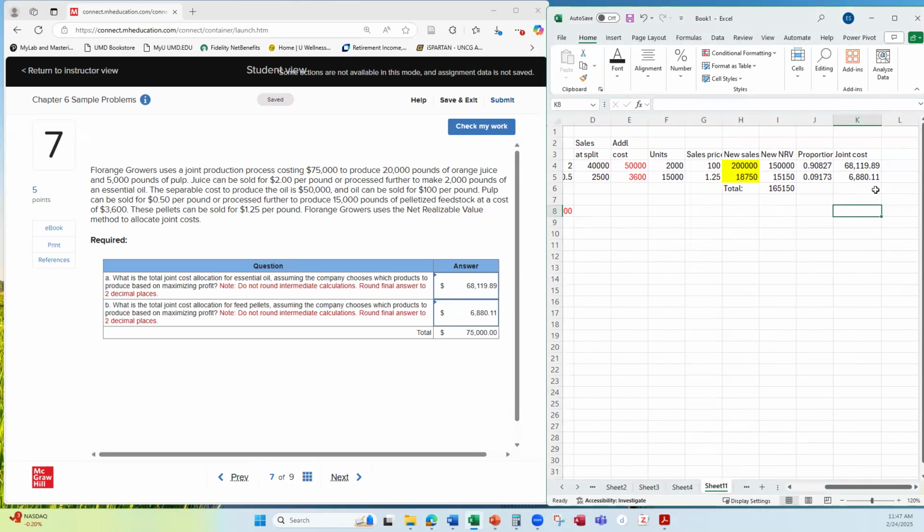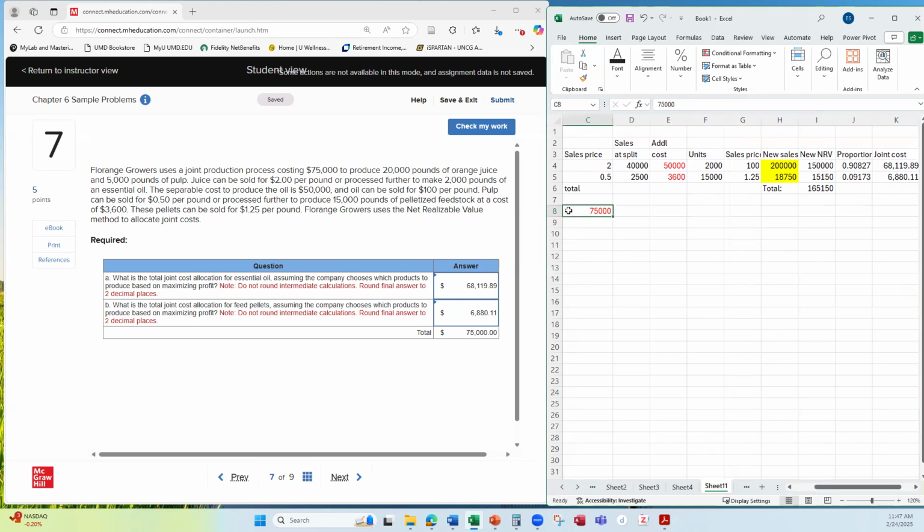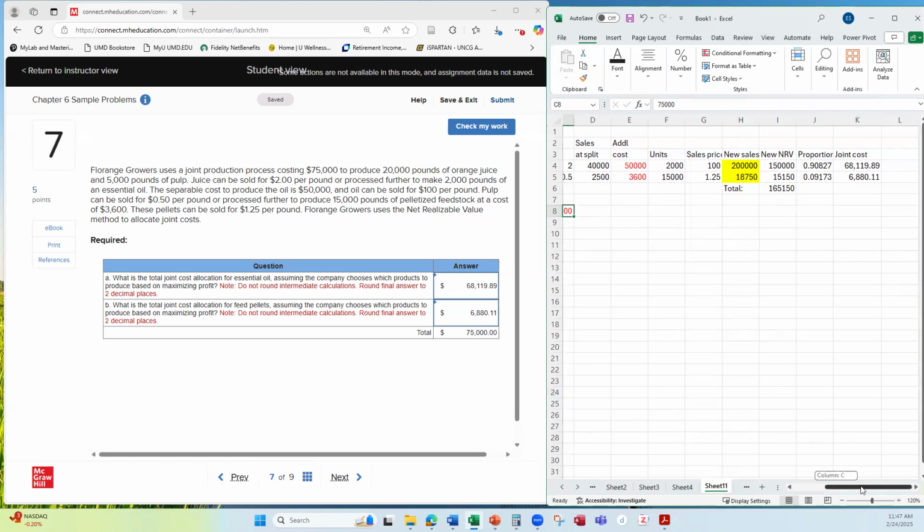Okay, so pretty similar to what we did in the previous problem where we calculated out the net realizable value. The next step we did here was taking that $75,000 in joint costs and assigning those out based on the proportion of the new net realizable value for each of those.